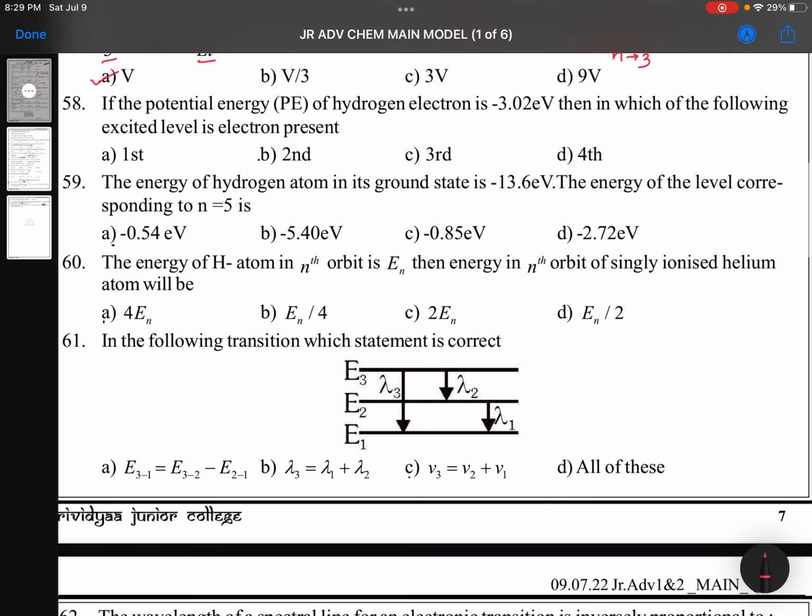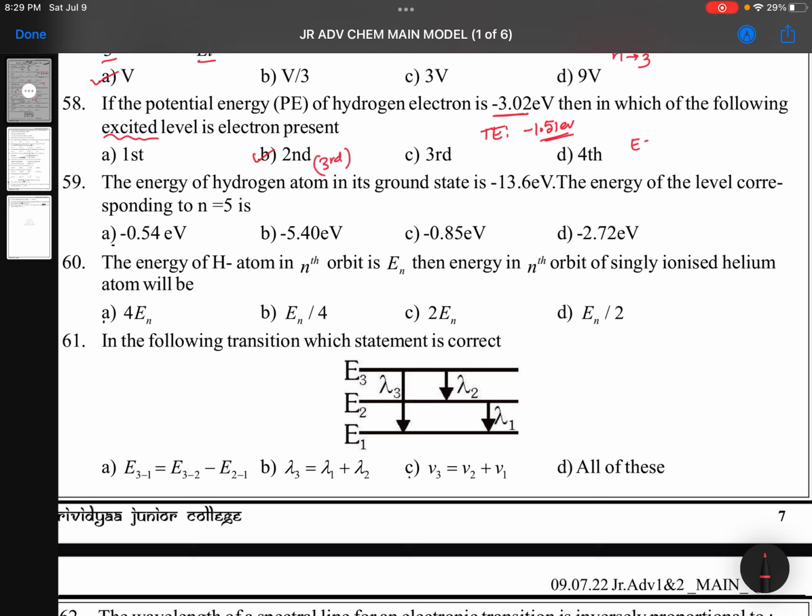With the potential energy minus 3.02, in which of the following excited levels is the electron present? When potential energy is minus 3.02, the total energy is half of this. So that will be minus 1.51 electron volts, which means that is the second excited level. Second excited means third level, n is equal to 3.